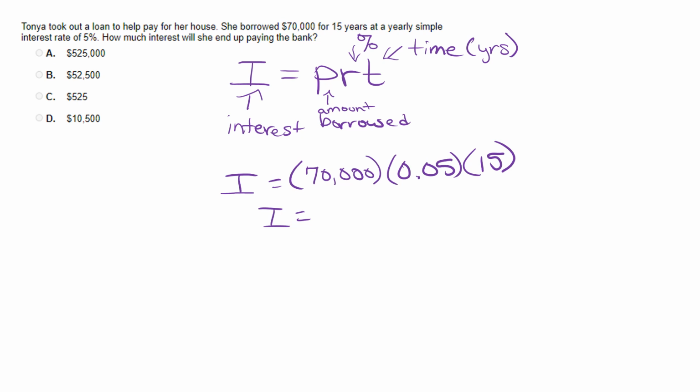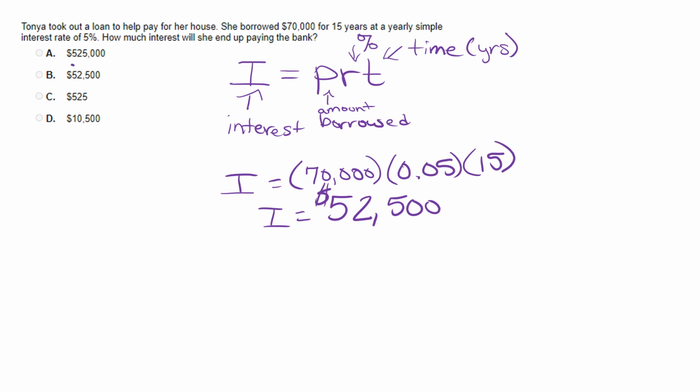So 70,000 times 0.05 times 15, and I get $52,500. So that is a lot of interest.